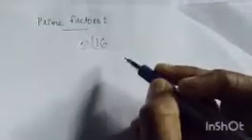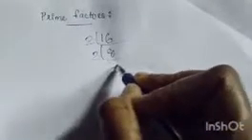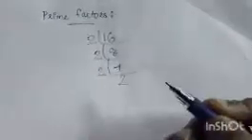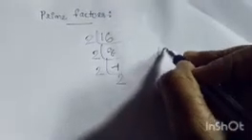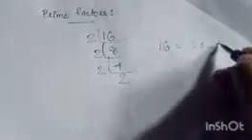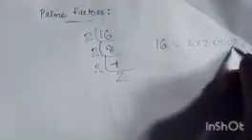The method is, first we divide by 2. If a number is ending with an even digit, then it is divisible by 2, as we discussed earlier. So 8 twos are 16. Again we are factorizing by 2. 4 twos are 8. Again with 2, 2 twos are 4. So 16 can be expressed as 2 into 2 into 2 into 2.